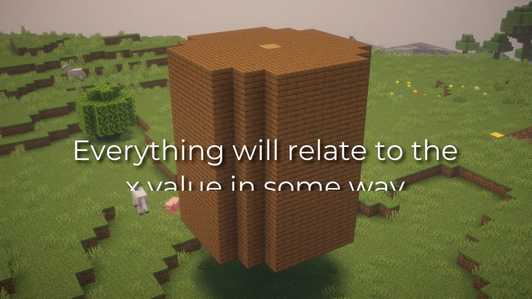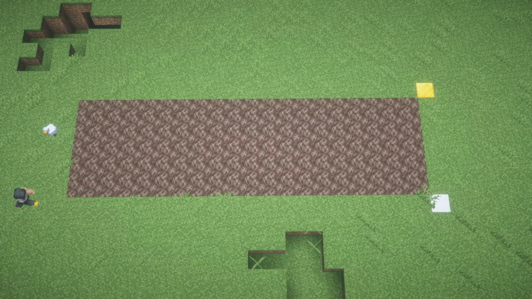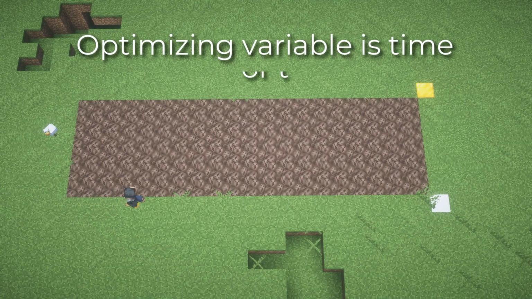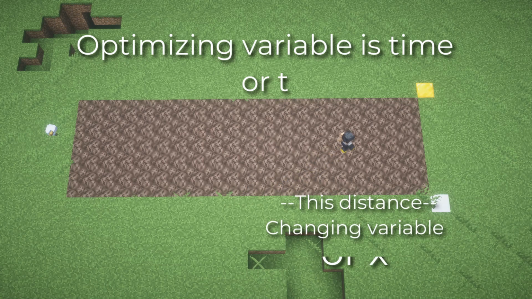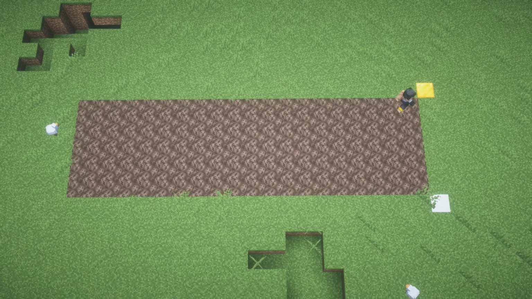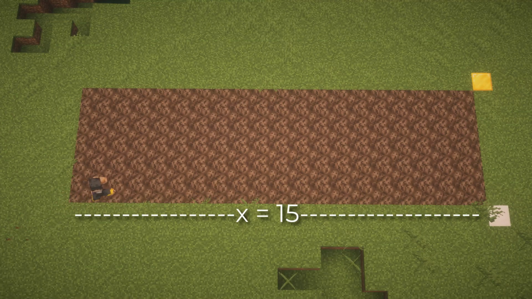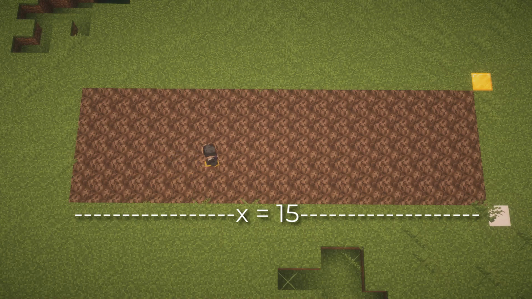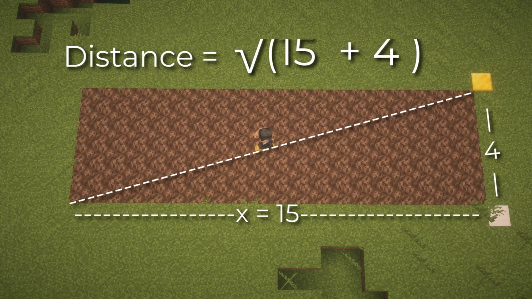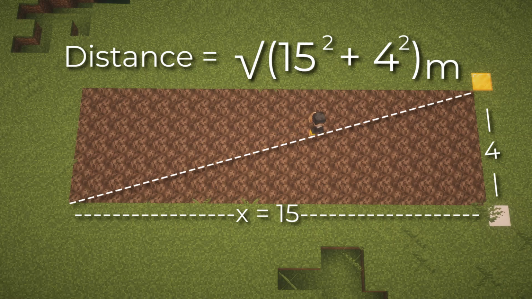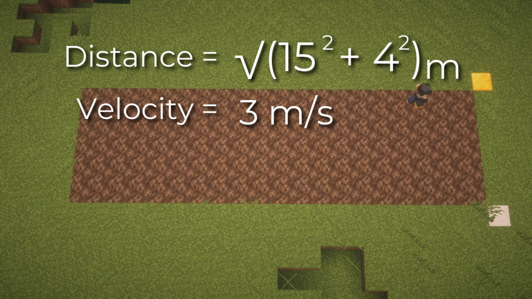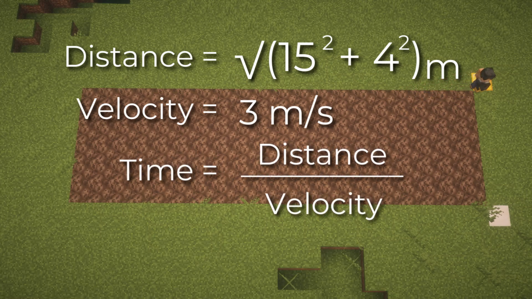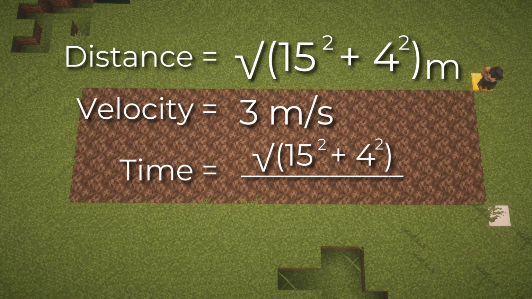So let's apply this to the first problem that I gave. We identified that the optimizing variable is time, or t as we're going to call it from now, and that this distance is the changing variable, or x. Let's look at some possible routes. If x is 15, or the maximum, I'm walking directly towards the object through the soul sand. There is no time that I'm on the grass. That makes the distance the square root of 15 squared plus 4 squared meters. The velocity I have the whole time is 3 meters per second. So the time would be distance divided by velocity, or the square root of 15 squared plus 4 squared divided by 3.